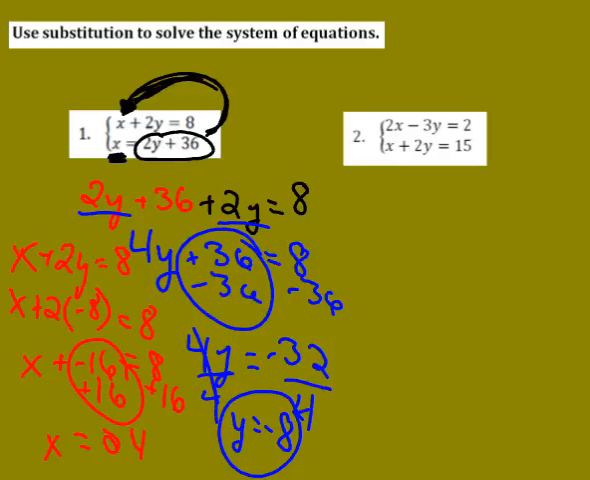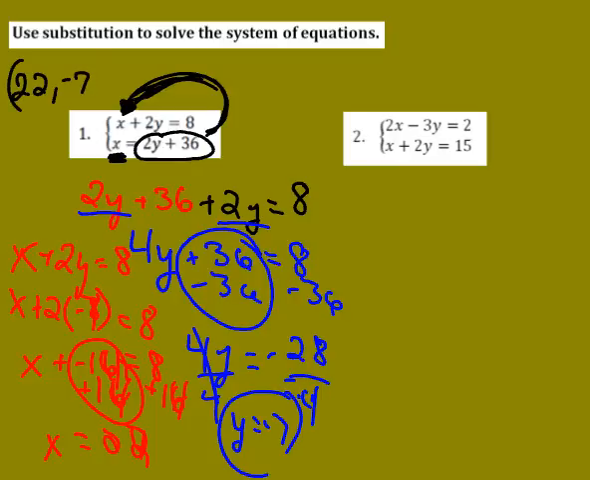Where did I screw up? Over here. Okay. You guys aren't here, so you can't correct me. 8 minus 36 is -28. -28 divided by 4 is -7. This is negative 7. This is negative 14. Plus 14. 8 plus 14 is 22. So my answer is 22, comma, negative 7.